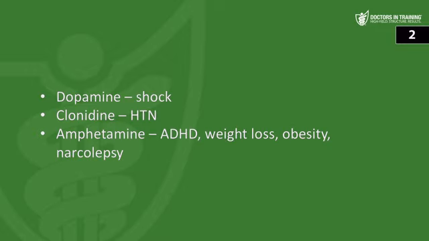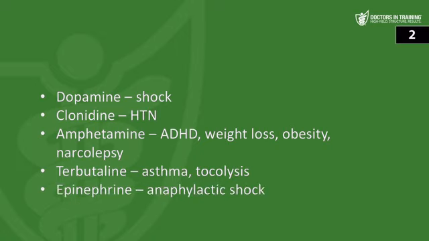Amphetamines have lots of different uses and can be used to treat ADHD. They can be used for weight loss and obesity. And they're also used for narcolepsy. Terbutaline is used for asthma patients. It can also be given for tocolysis to stop uterine contractions. And then epinephrine is used primarily for anaphylactic shock. And that's it for this warm-up. Let's move on to the lecture.